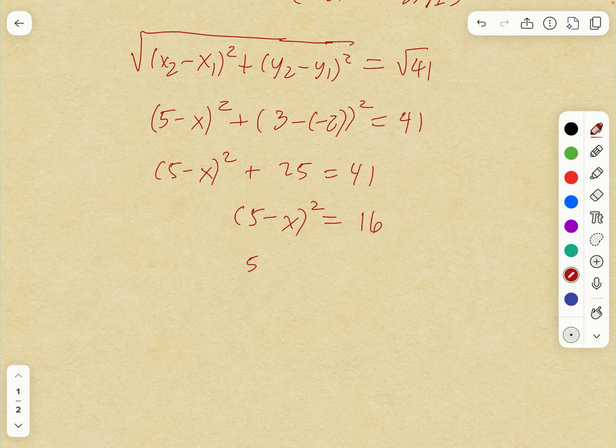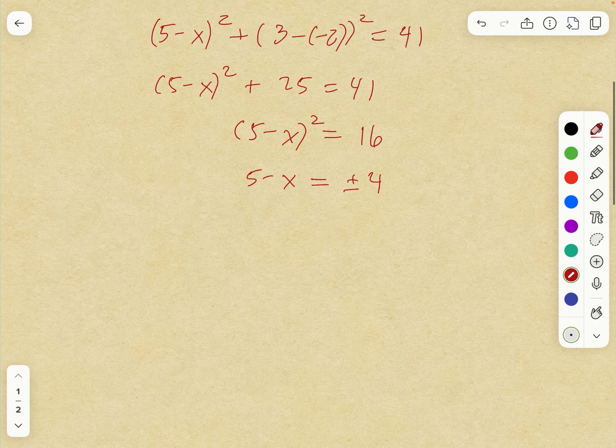And now we get 5 minus x equals plus or minus 4, because it's plus or minus the square root of 16. So now we're going to add x because we want to get x by itself. So 5 is x plus or minus 4. And then, okay, so let's write it as 5 is x plus 4, and 5 is x minus 4.